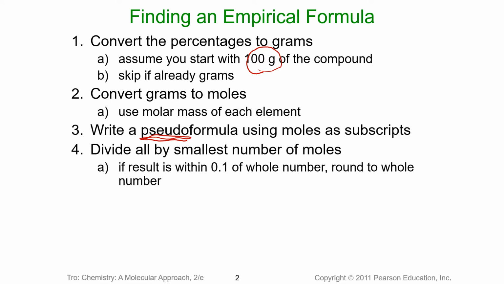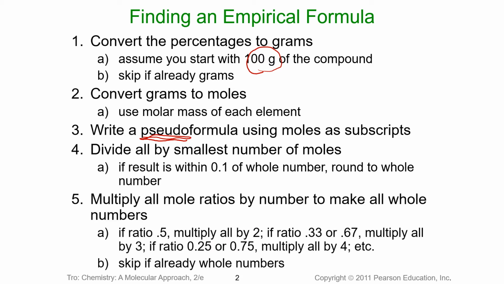From there, we're going to want to find whole numbers, and the easiest way to do that is to divide by the smallest number. This allows us to turn at least one of the numbers into a whole number of 1. If the other resulting numbers are within 0.1 of a whole number, we can round. So if it gives you something like 0.9 or 1.9 or 1.1, you can round to the closest whole number.